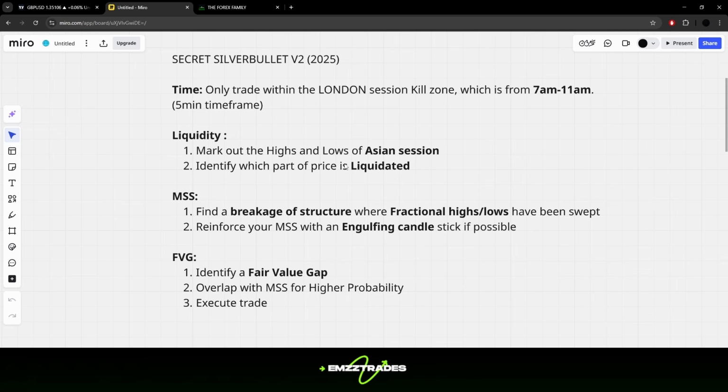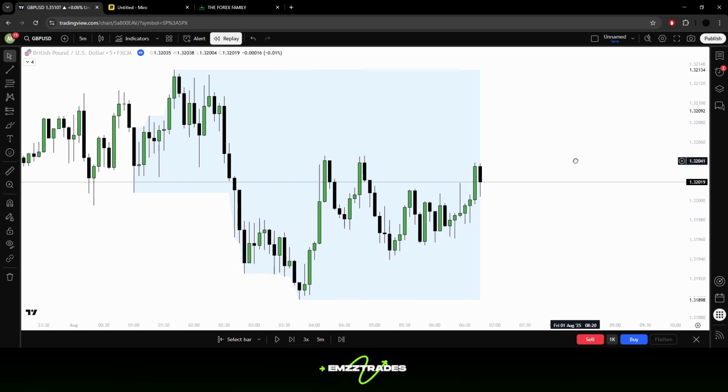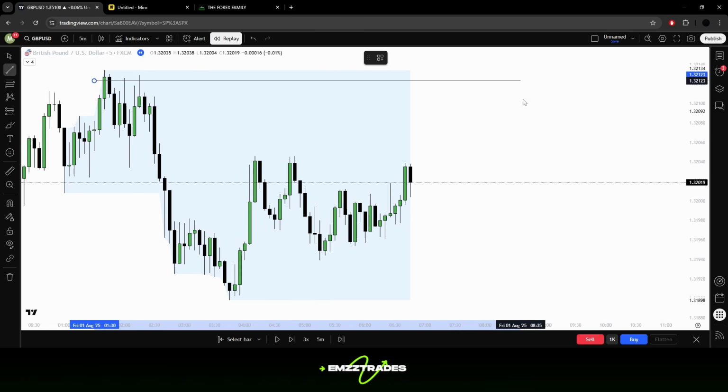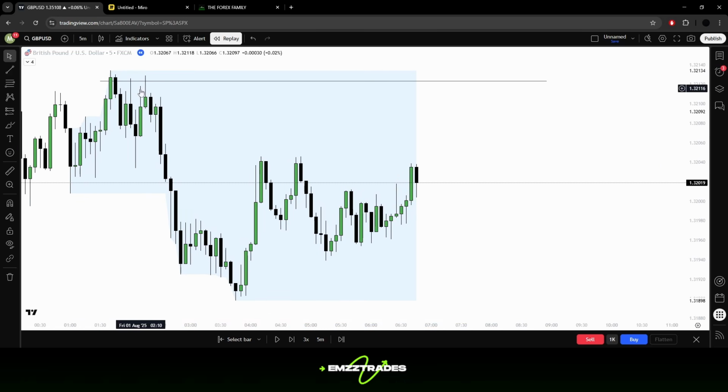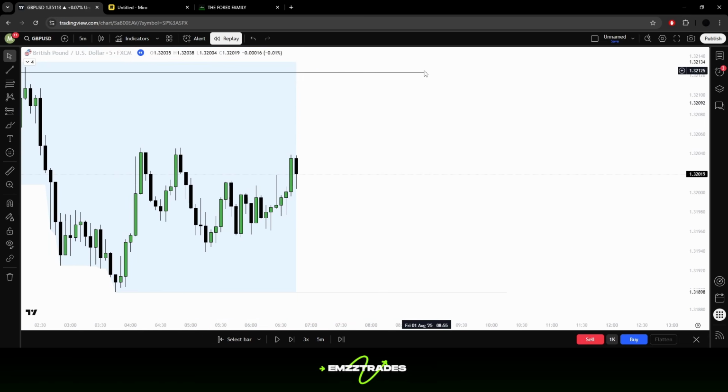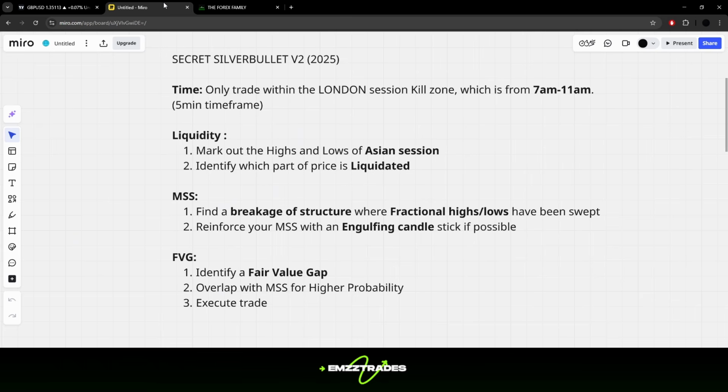So you need to mark out the highs and the lows of the Asian session. As you can see, we have our Asian session right here in the marked blue area, and what we need to do is mark out the highs. Okay, as you can see, that's the general highs because there's so much volatility over here. And I'm going to be marking out just a liquidity point on the lows, right? So as you can see now, I have my highs and the lows completely marked out.